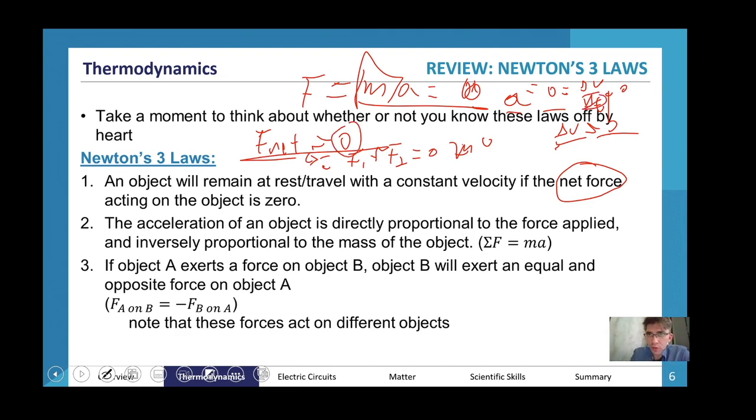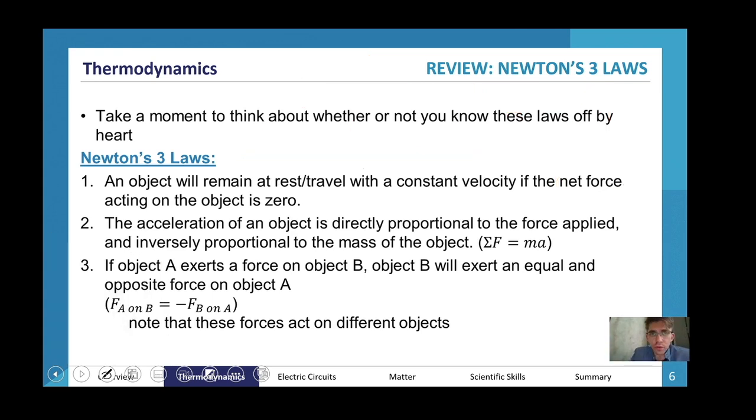So again, net force equal to 0 means the only way that can happen is if the change in velocity is equal to 0, because again, F net is equal to m change in velocity over change in time, right? So how can F net equal 0? Well, easy. Time can't be 0, mass can't be 0, but change in velocity can be 0, and velocity itself can be 0. So there's only two options.